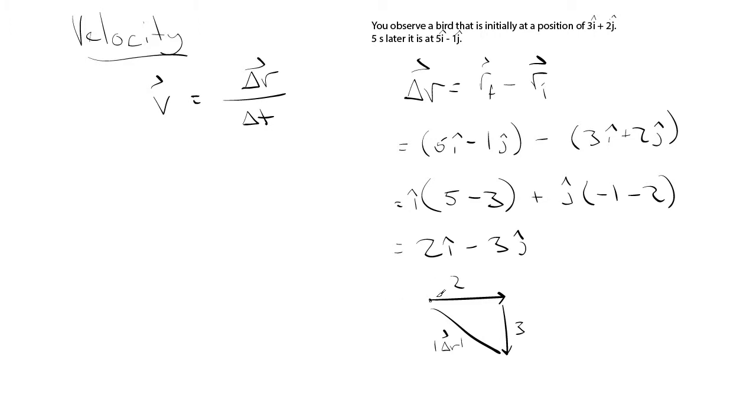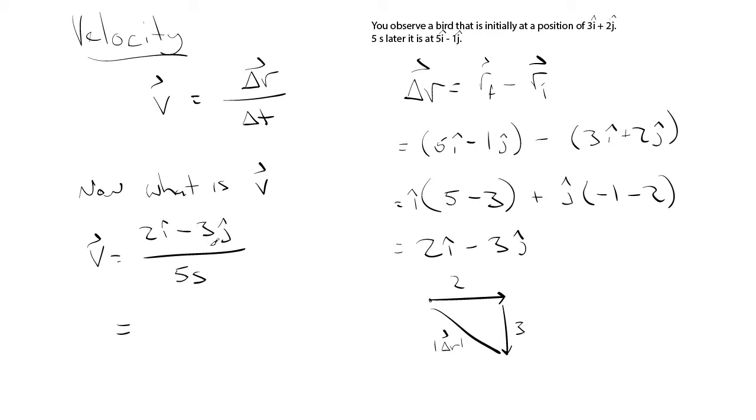All right, so now I want to calculate the velocity. That's what I'm really after here. So, what is the velocity? Well, I just had this definition. It's delta r divided by t. So v is delta r, which I just calculated to be 2 i hat minus 3 j hat, and then I divide by delta t, which is just 5 seconds.